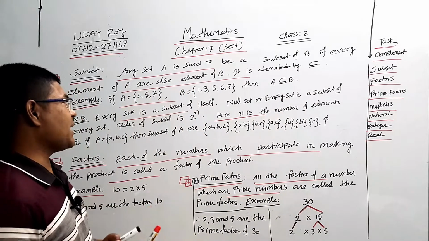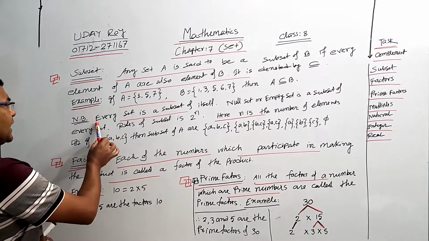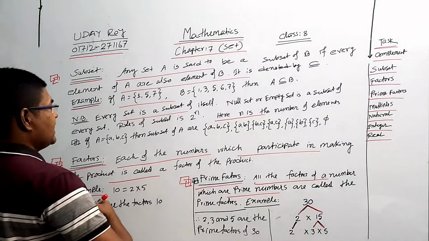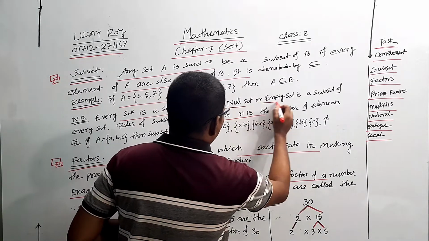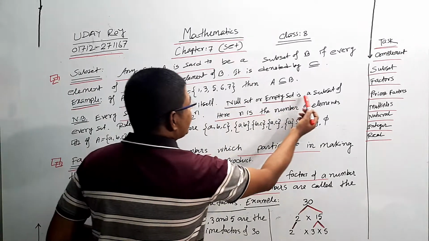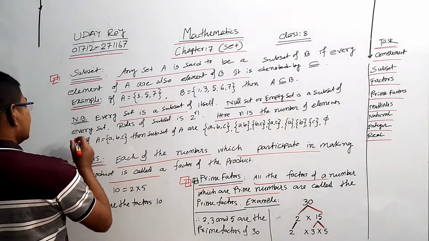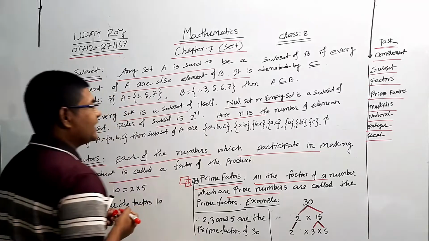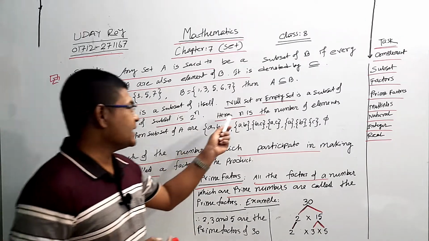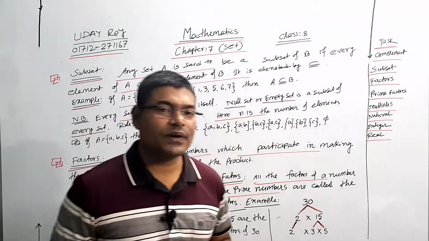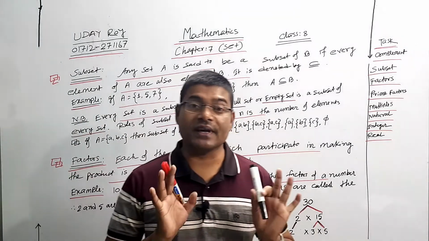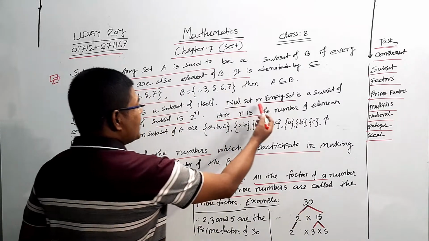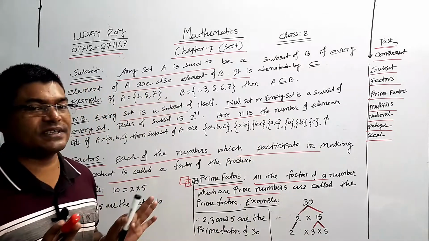Okay, let's come back. It's the important part. Every set is a subset of itself. And null set or empty set is a subset of every set. The rules of subset is 2 to the power n. Here n is the number of elements. Okay, every set is a subset of itself. And you can say empty set is a subset of every set.